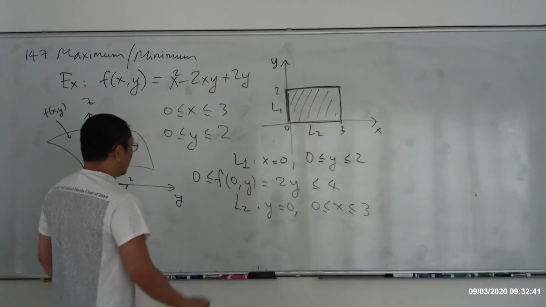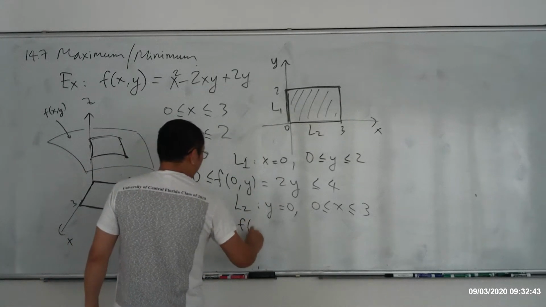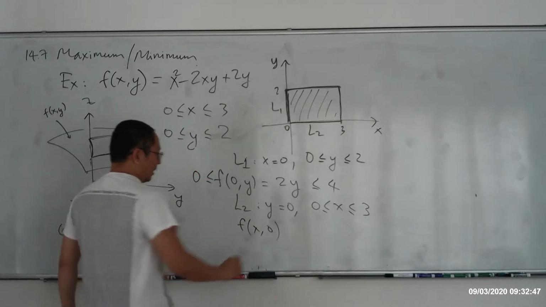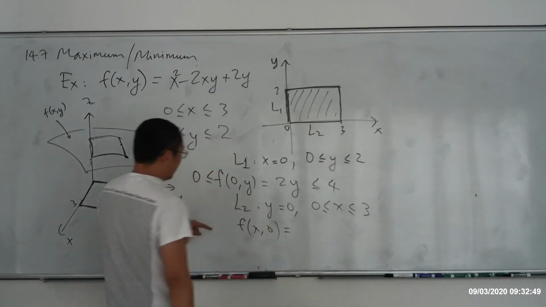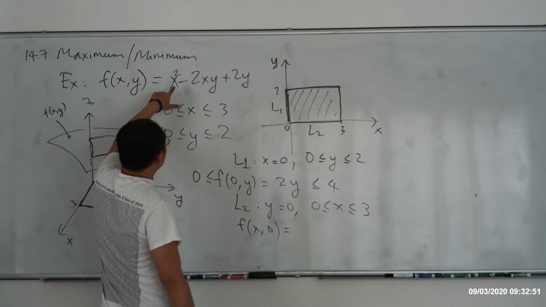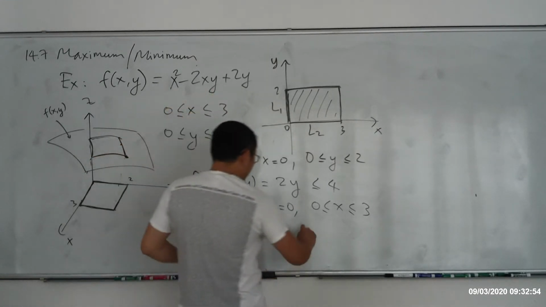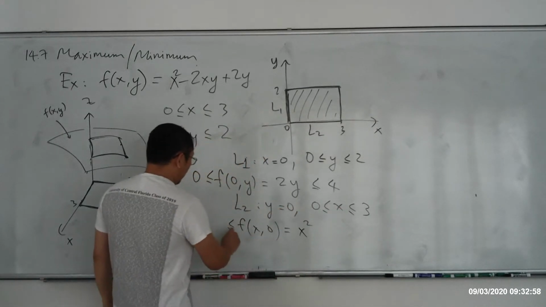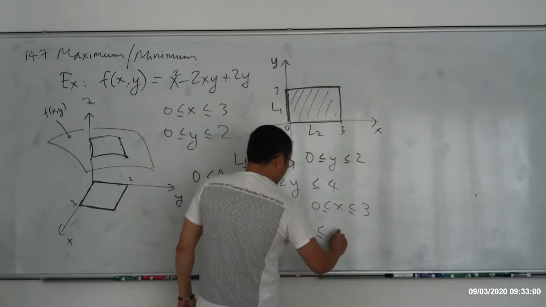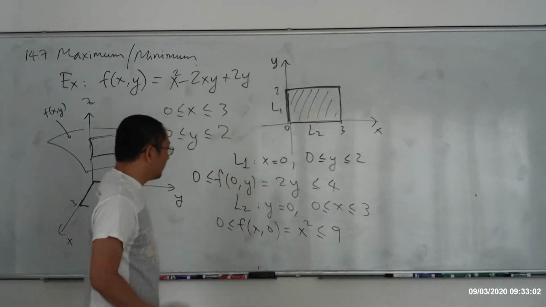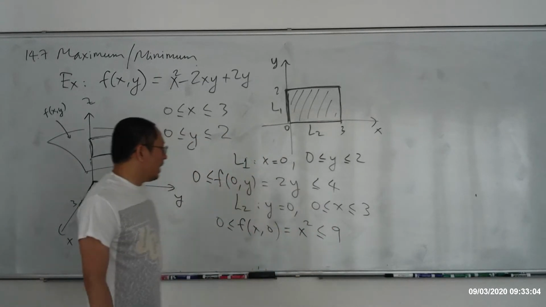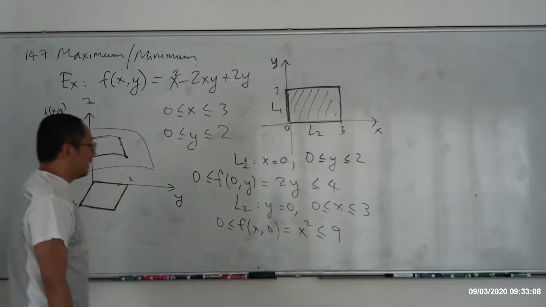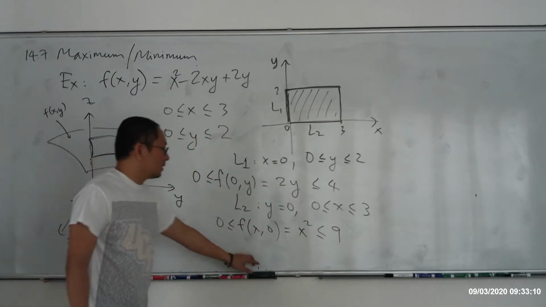Looking back to the equation, I got what? F of x, 0, because I know y is 0. X is somewhere between 0 and 3. So f of x, 0 is x squared. And x from 0 to 3, so x squared is going to be somewhere from 0 to 9, right? 3 squared is 9. So among those 2 lines, I know that 9 is bigger than 4, so this is more like the absolute max, and 0 seems like the minimum.